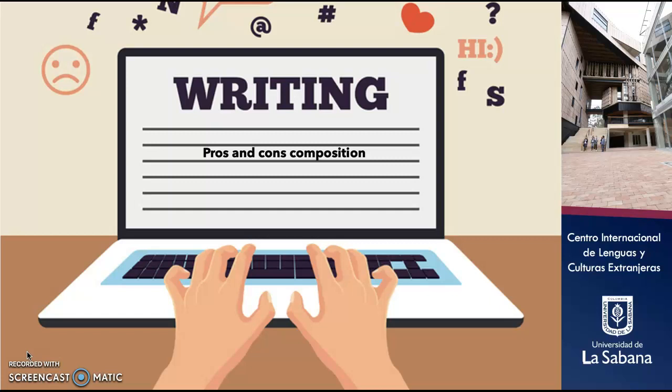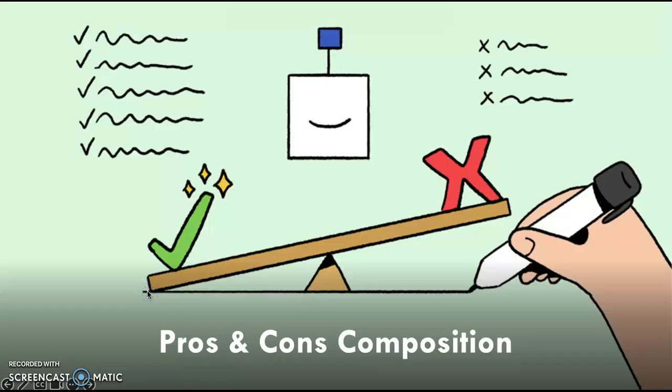In this video you're going to learn about the pros and cons composition, that is the text you are going to be writing during this level. So let's start. What is a pros and cons composition? Basically it is a text that is going to present advantages and disadvantages of a topic. It is going to have two paragraphs. In total, you're going to write around 220 to 280 words.